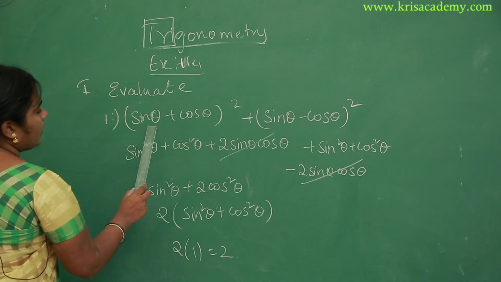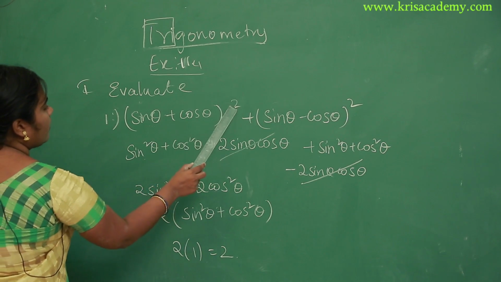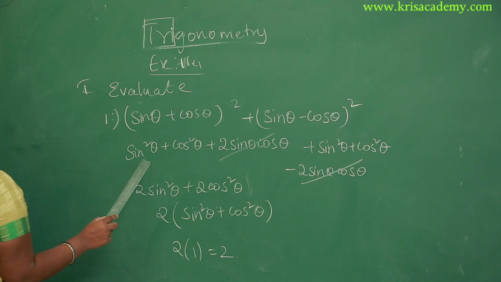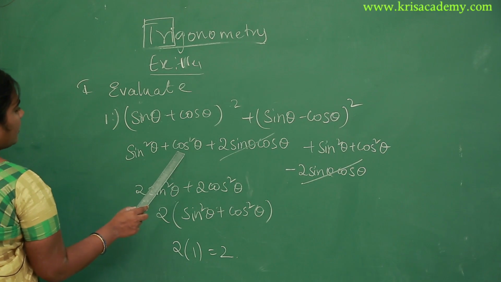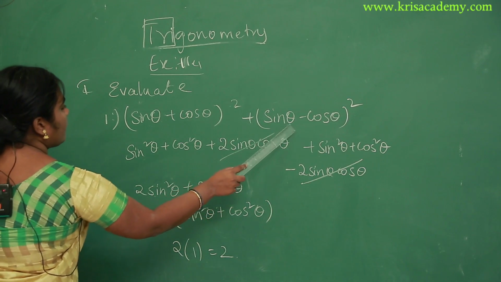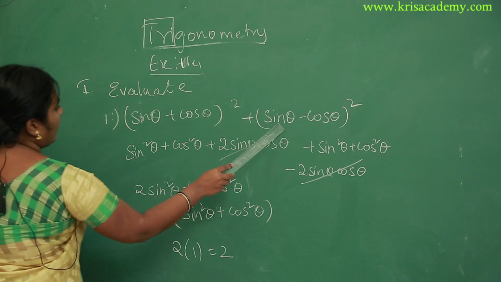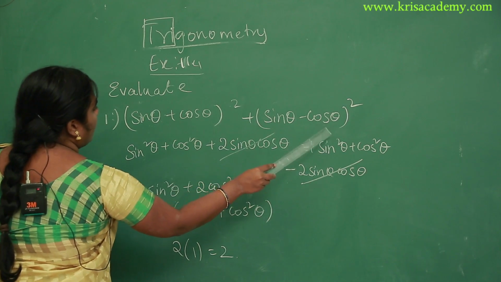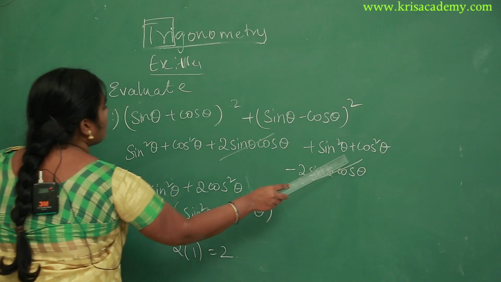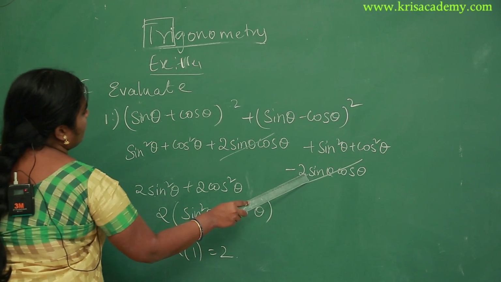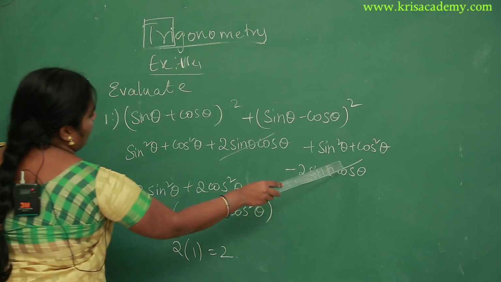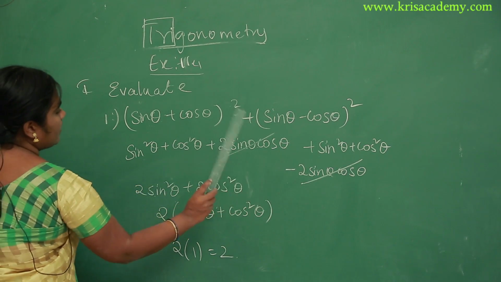So once again, (sin θ + cos θ)² we have expanded using (a + b)². a² means sin²θ, b² means cos²θ, 2ab means 2 sin θ cos θ. Here (a − b)². So here also a is sin θ, b is cos θ. So a² means sin²θ, b² means cos²θ, minus 2ab means minus 2 sin θ cos θ. Plus 2 sin θ cos θ and minus 2 sin θ cos θ, both will get cancelled.